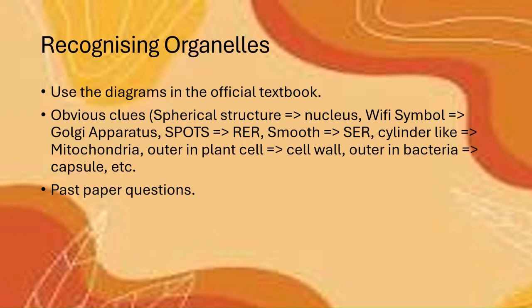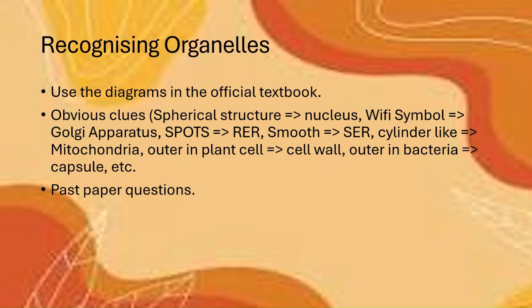So how do you recognize organelles from images generated in a microscope, or just from diagrams in general? One way to revise for this would be to use the diagrams in your official textbook, because that's the one they're most likely going to ask about and it has all the labels on it. However, you do have some obvious clues that might suggest what different structures are. If you see a spherical structure, it's usually the nucleus, and the darker circle in the nucleus would be your nucleolus. So you need to know the distinction.